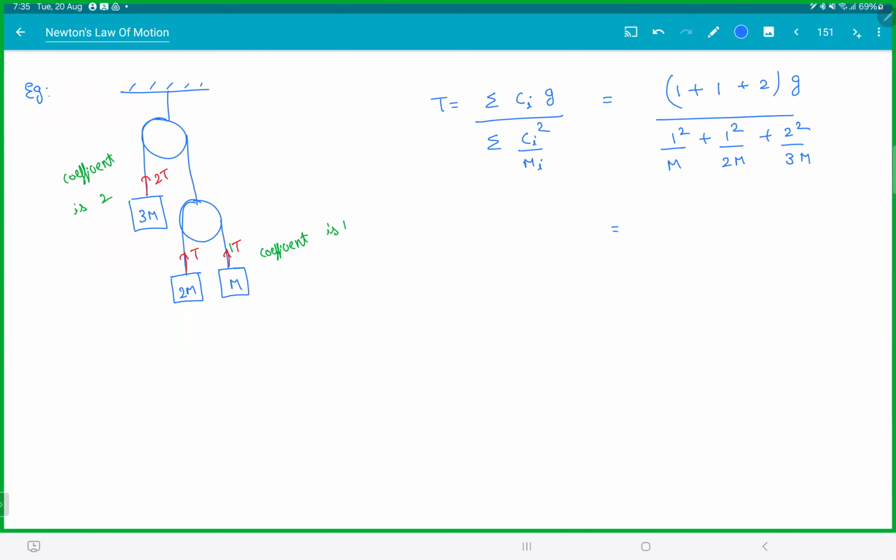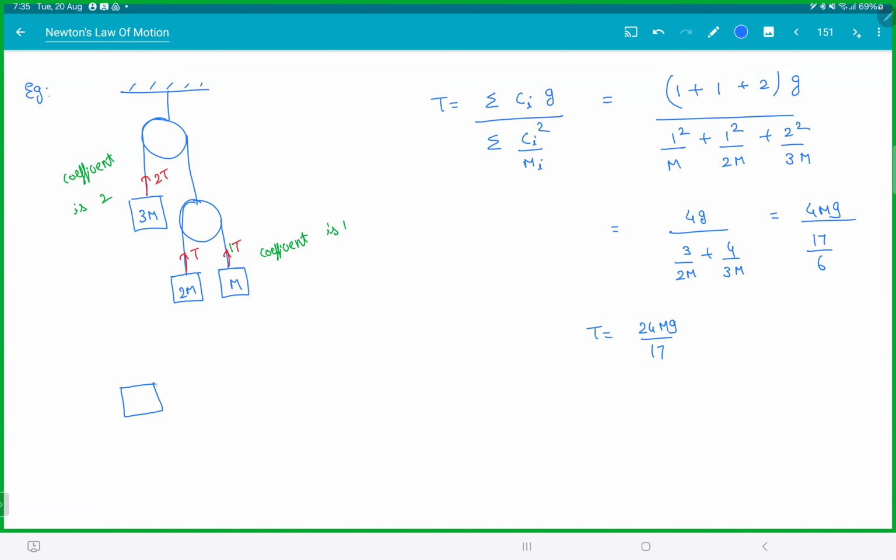Then simplify this. How much is this? This is 4g by 3 by 2m plus 4 by 3m. M will go up. So that would be 4mg by 9 plus 8, 17 by 6. So tension will be 24 mg by 17. I got the tension. You want to find acceleration for some block?